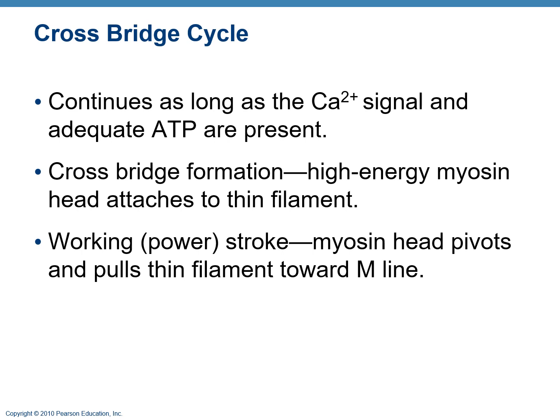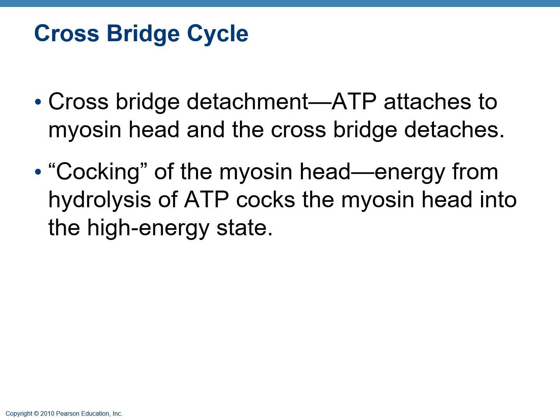Now, the cross-bridge cycle, the binding of the myosin head to the binding sites on actin, will continue as long as calcium is free in the muscle fiber cytoplasm and adequate ATP is present. So cross-bridge formation is when that high-energy myosin head attaches to the thin filament, it splits ATP, and then pulls the actin one notch, one stroke, closer to the middle of the sarcomere. A new molecule of ATP has to attach to the myosin head in order for it to let go of the actin and then recock and position again.